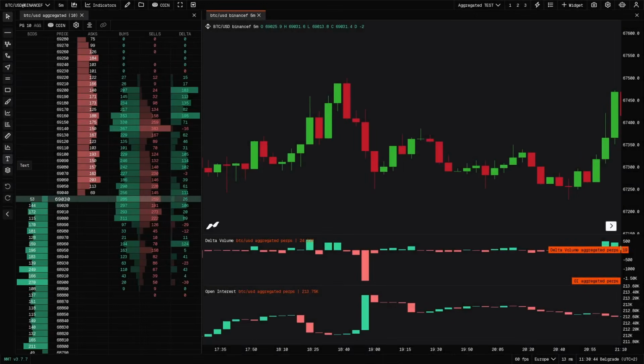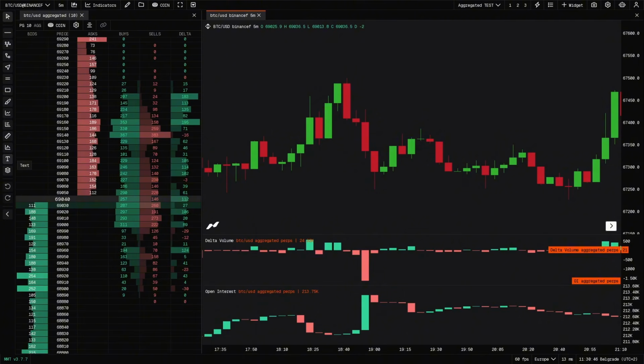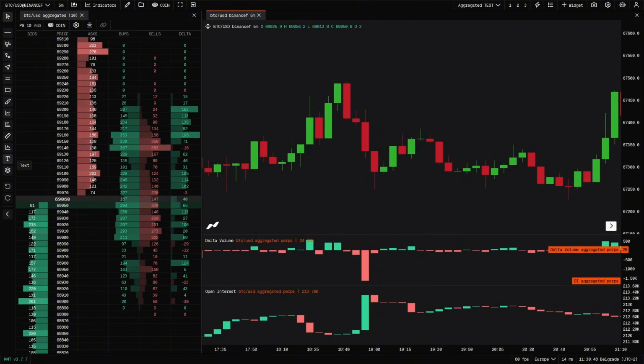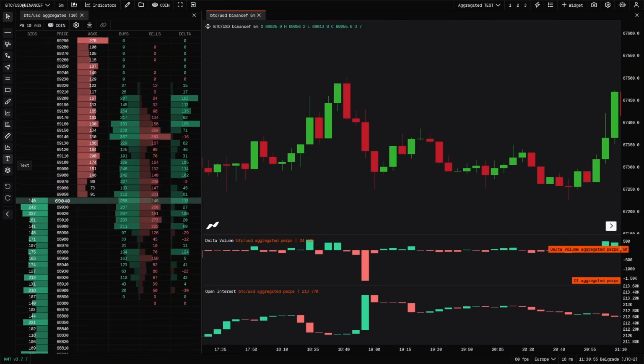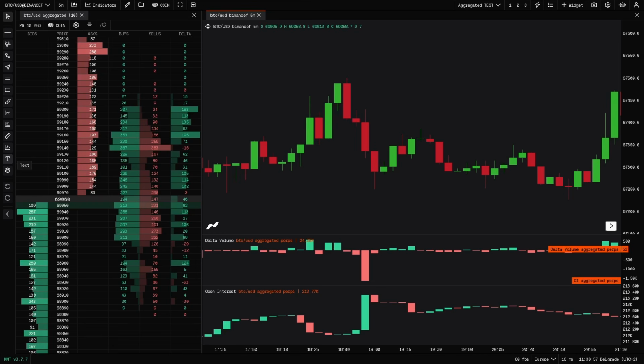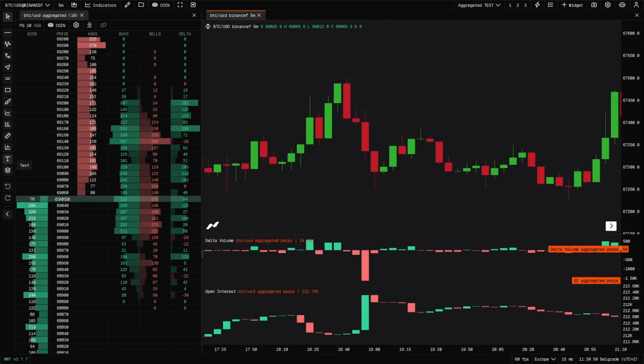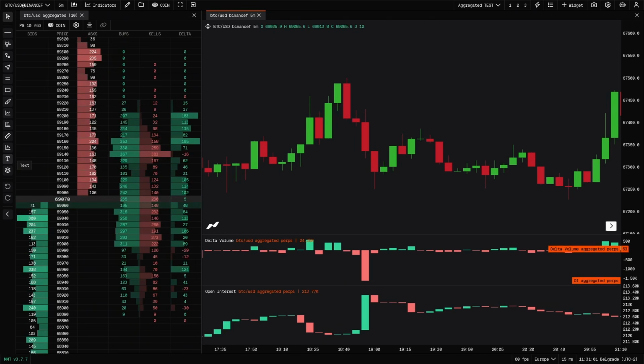Here is an example we can try to go through, because the DOM is a live analysis and you cannot have past data. For that you can use heat maps, of course, but let's try to go over it. I'll try to explain.